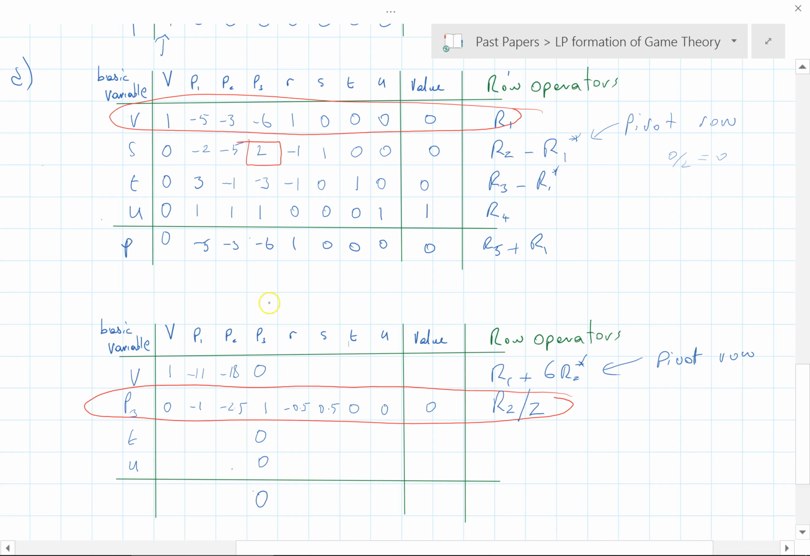We've already dealt with this one, which is 0. Then we've got 1 plus 6 times minus 0.5, so that equals minus 2. And we've got 0 plus 6 times 0.5, so that's 3. Then 0 plus 6 times 0, so that's 0, and again 0, and again 0. Okay, so that's the first row done. So let's move on to row 3.